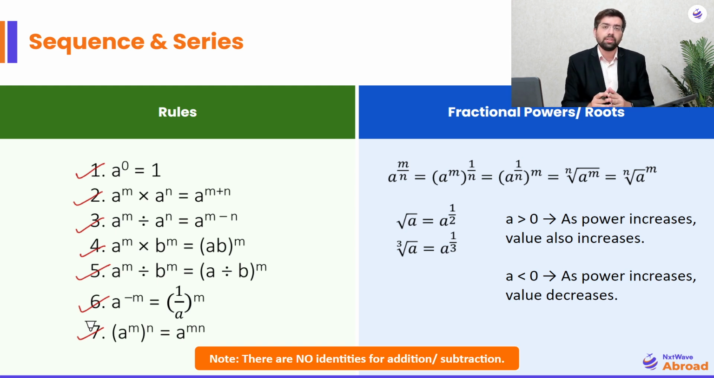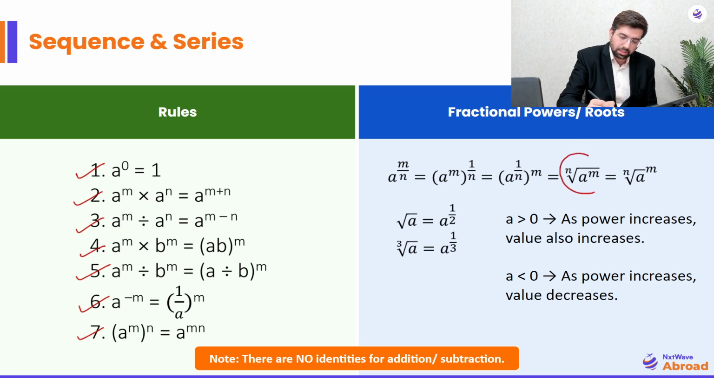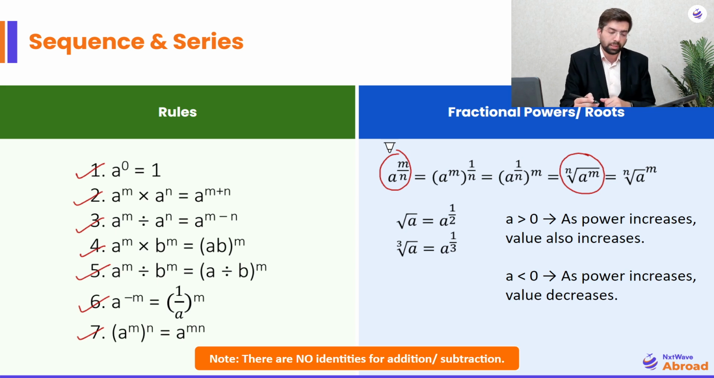So for fractional powers, there is another symbol that is in common use. That is the symbol of root. So if we have nth root, it is expressed in this format. And nth root means raised to power 1 upon n. So basically, a raised to power m upon n means n is the fractional power. So we can write it down as a raised to power m whole raised to power 1 upon n, or a raised to power 1 upon n whole raised to power m, or nth root of a raised to power m, or nth root of a whole raised to power m.